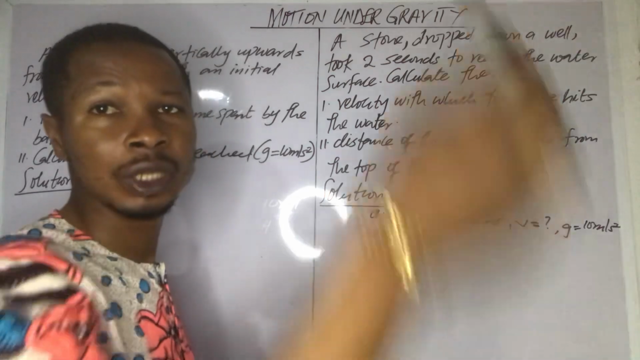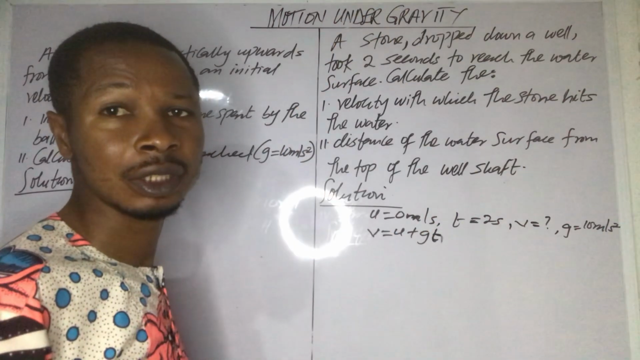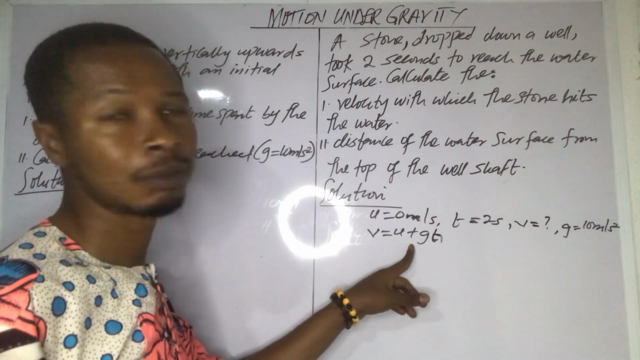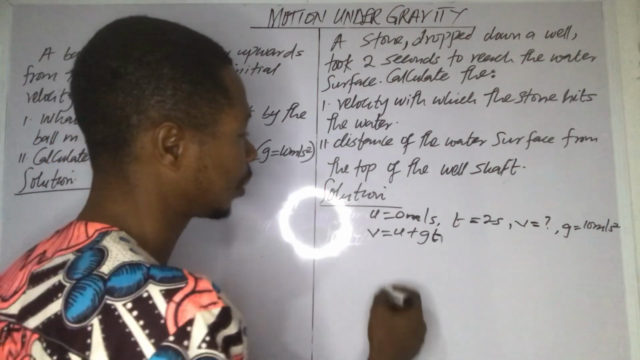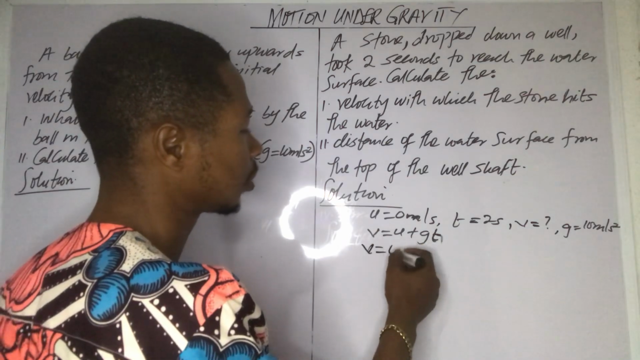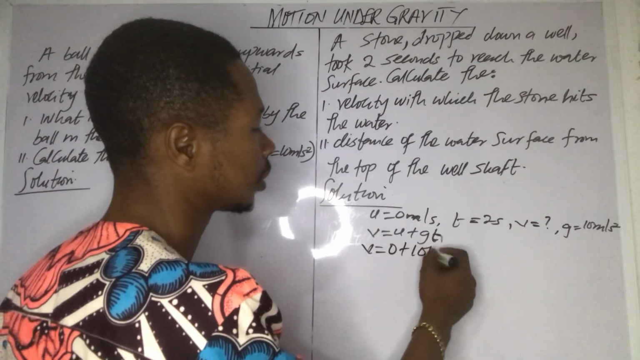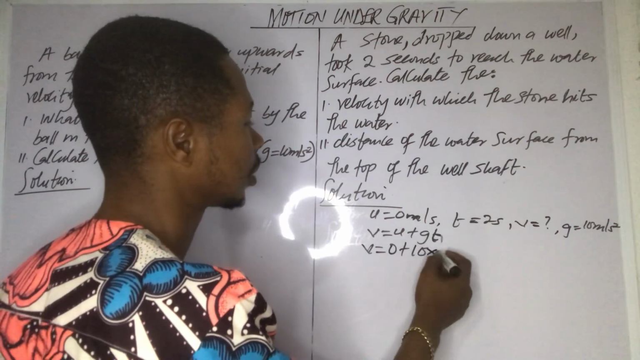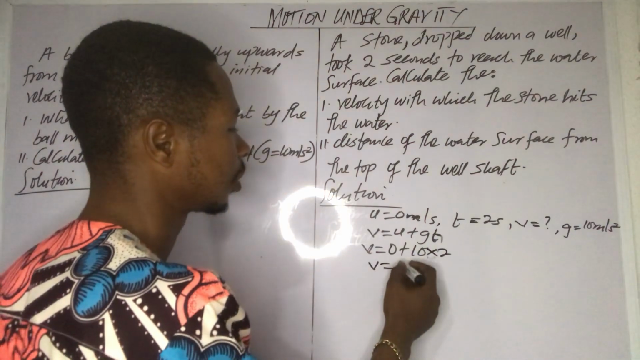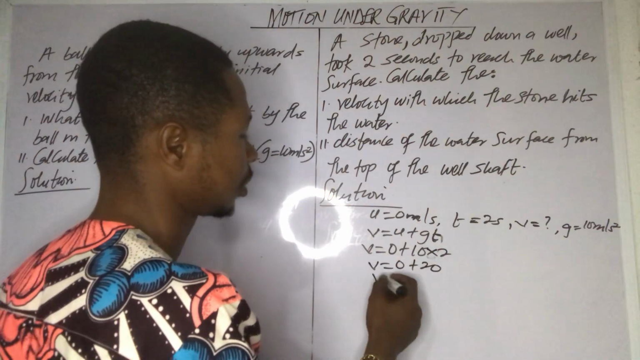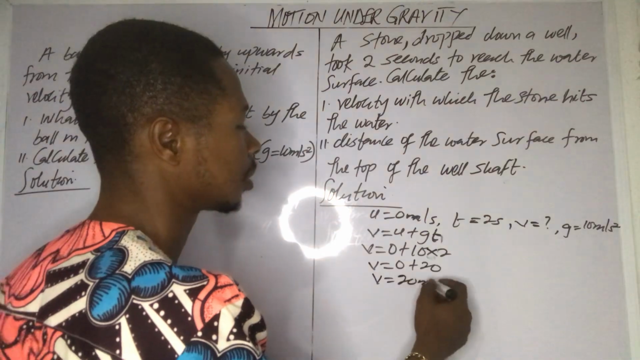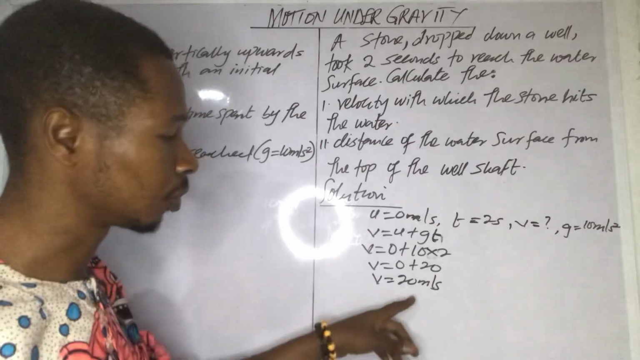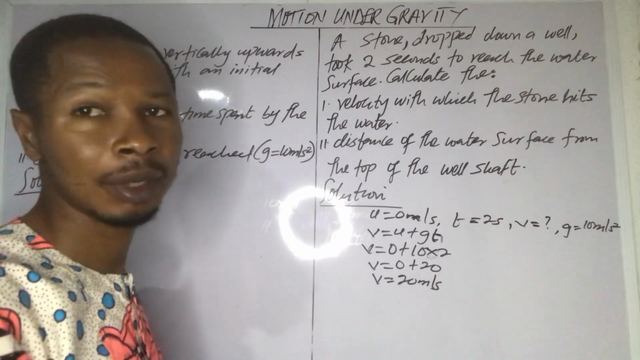Suppose the body is moving up against gravity, then I'll use the equation of negative motion, that is minus here. If I substitute my values, I will have v is equal to 0 plus 10 times 2. Then you have v equal to 0 plus 20. Then my v is 20 meter per second. So the velocity with which the stone is moving is 20 meter per second.